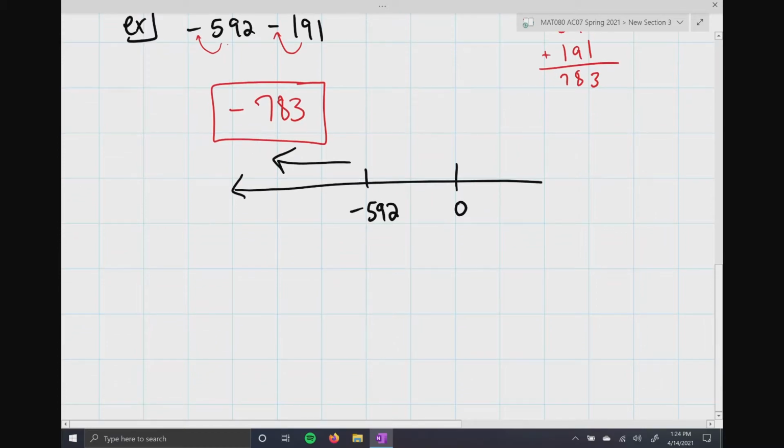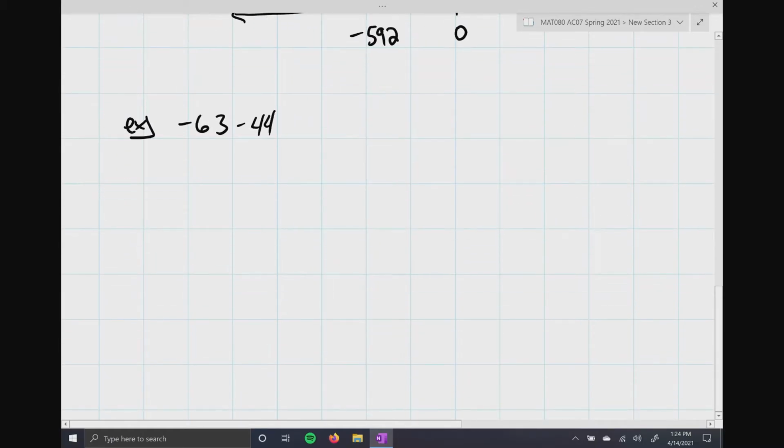So now what I'm going to do is just give you a couple of examples. That's it. All right? So here are some examples. How about negative 63 minus 44 and negative 4/5 minus 2/3.